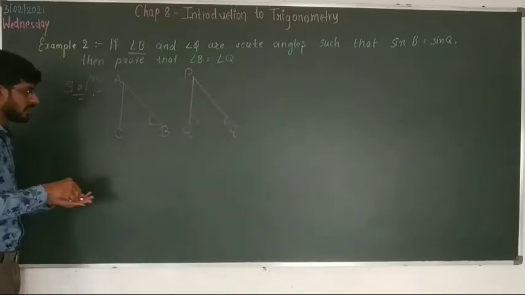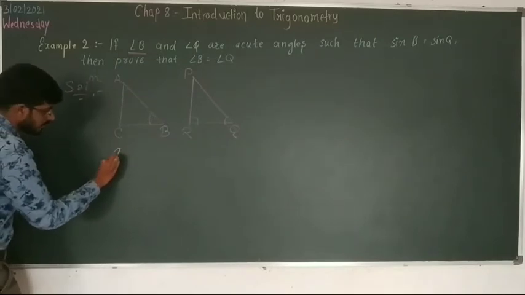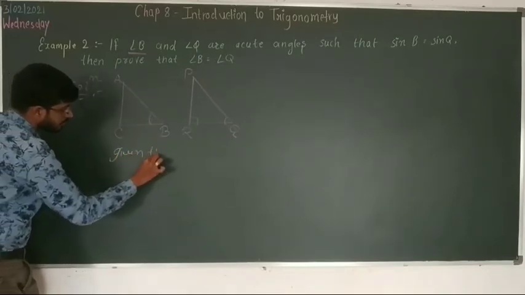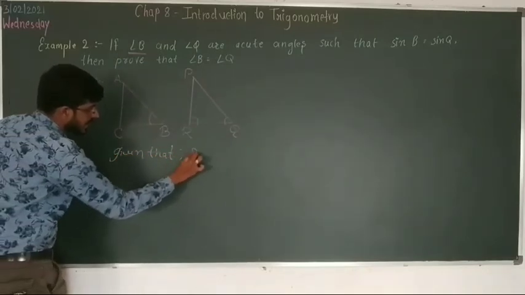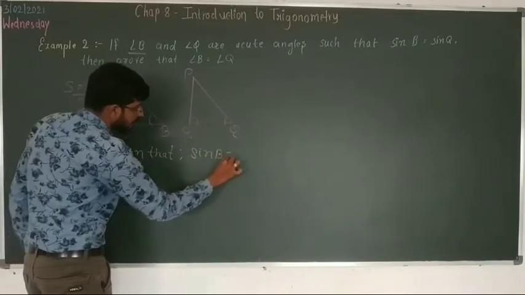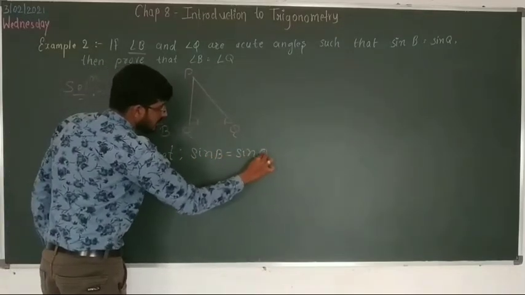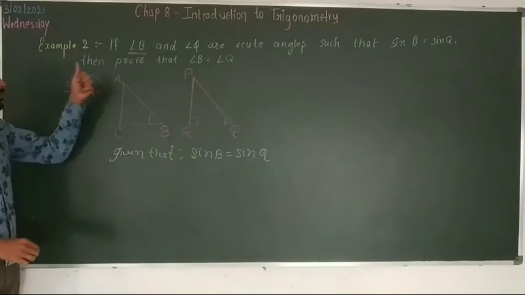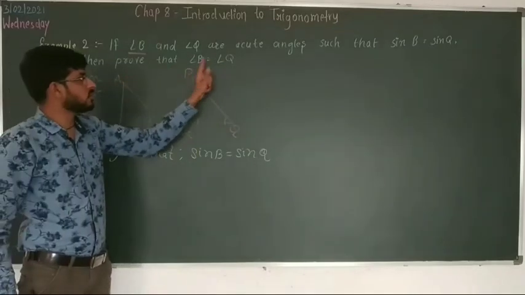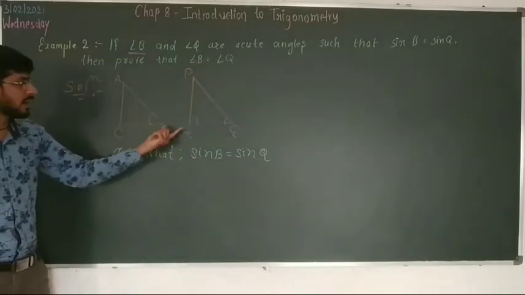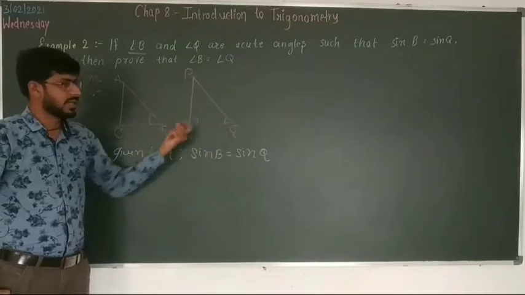Also given that sin B is equal to sin Q. Then prove that angle B is equal to angle Q. So we have to prove angle B and angle Q are both the same.